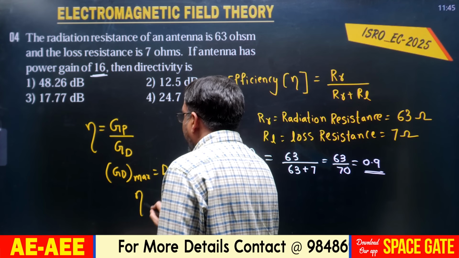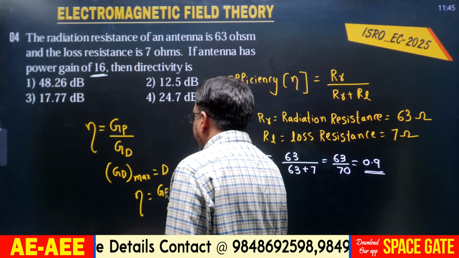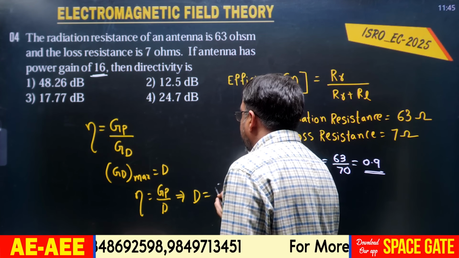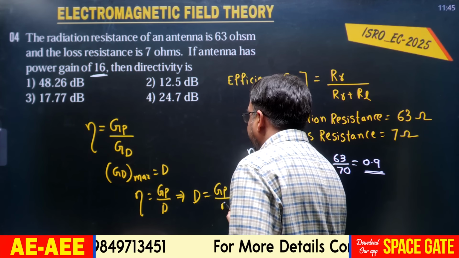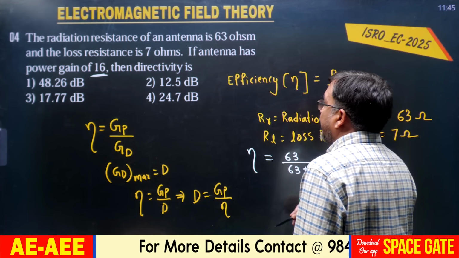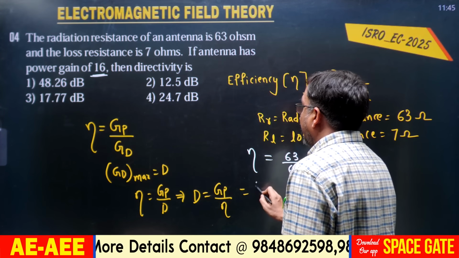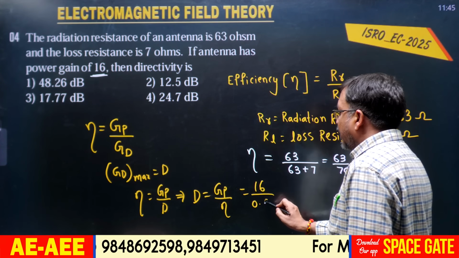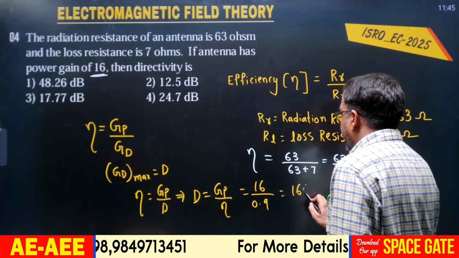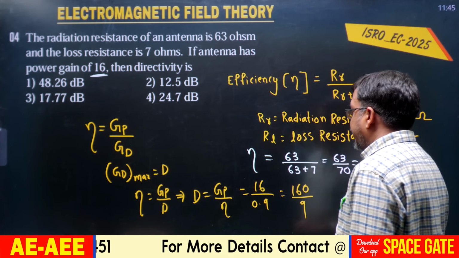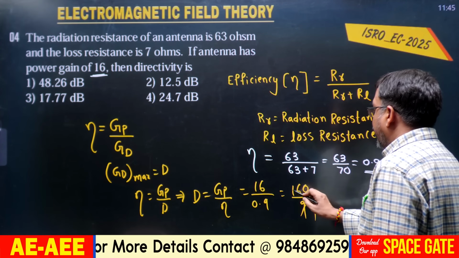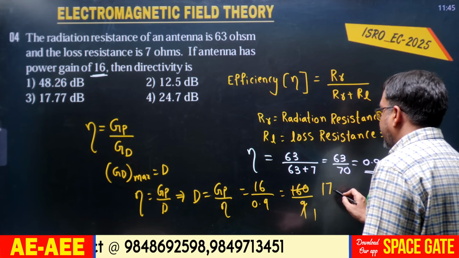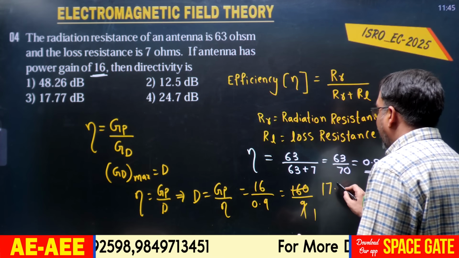So eta equal to GP by D. Then directivity D equals GP by eta. What is GP? It is given. Power gain is given as 16 and efficiency we just calculated, that is 0.9. So that equals 160 by 9. 9 1 ja 9, remainder 7, 70, 9 7 ja 63, point again 7, again 7.